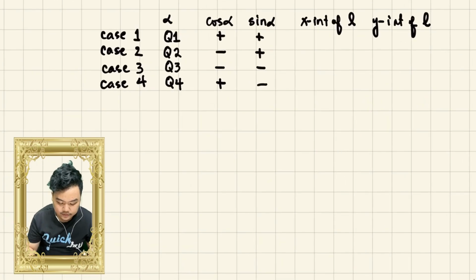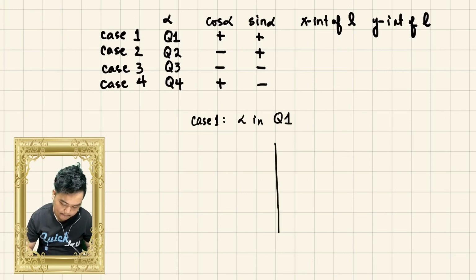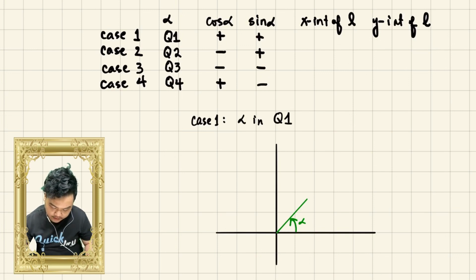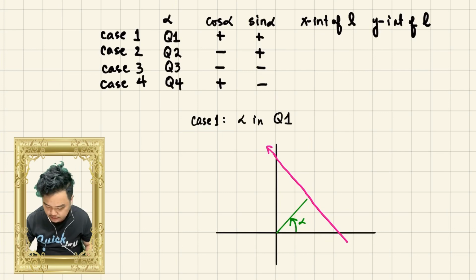So drawing natin yung ito per case, no? So, let's say case 1, alpha is in quadrant 1. Ano kaya magiging itsura nung line natin? Observe natin yung x and y intercepts niya. So, let's say this is our rho and this is our alpha. Okay? So, yung line mo perpendicular dun sa green. So, siya si pink. So, magiging ganyan yung itsura nung line mo.